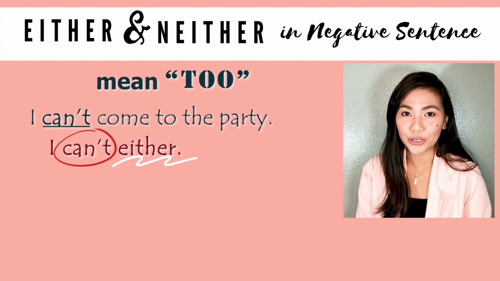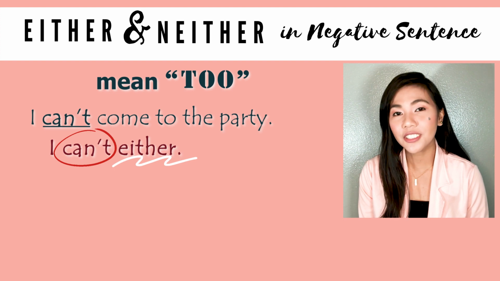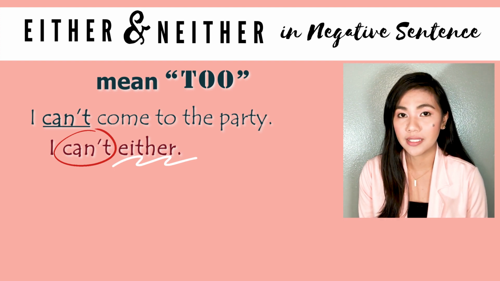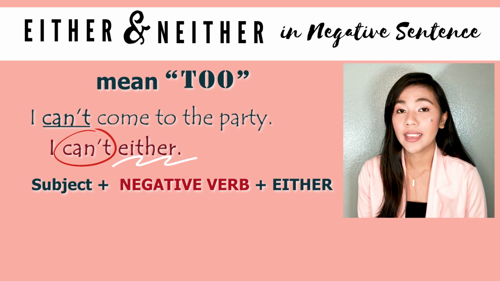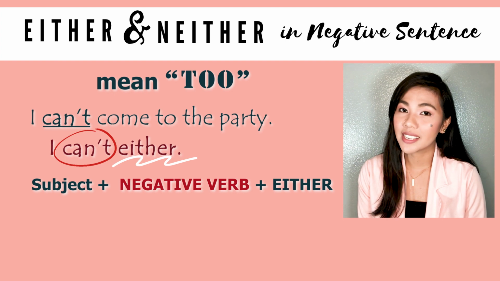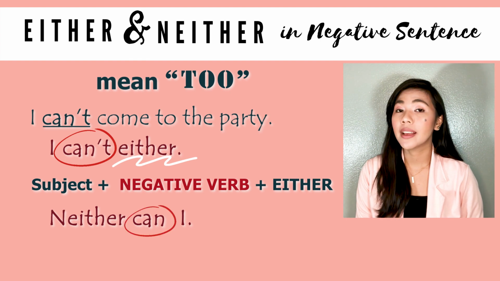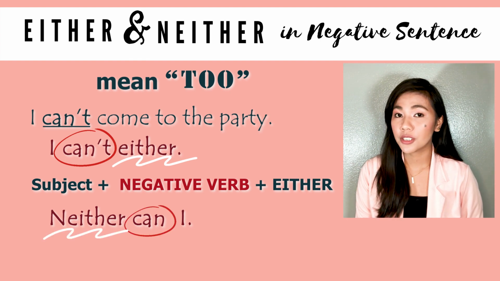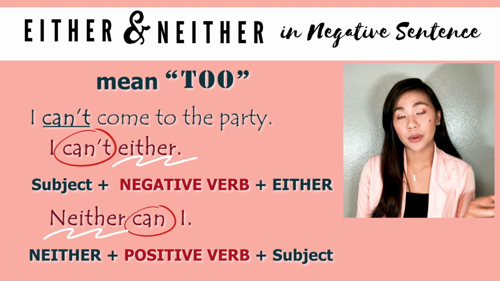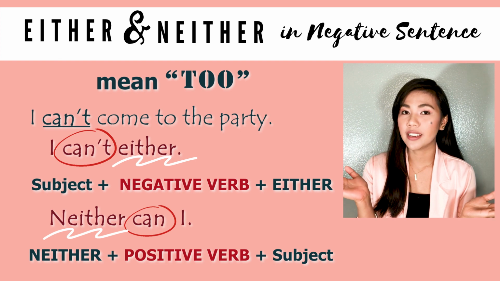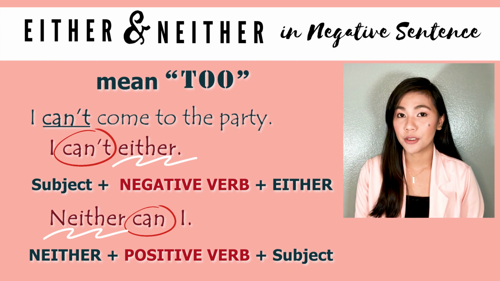Just I can't either. Alright, so to make it easier to remember, just always think that either is used for positive sentences. Since we're using it for a negative sentence, we will use the negative verb, like can't. I can't either. Neither can I, on the other hand, is combined with a positive verb, can, and always comes first in the sentence. Neither can I. So either is for positive and neither for negative. Since neither is already negative, we will only use the positive verb.